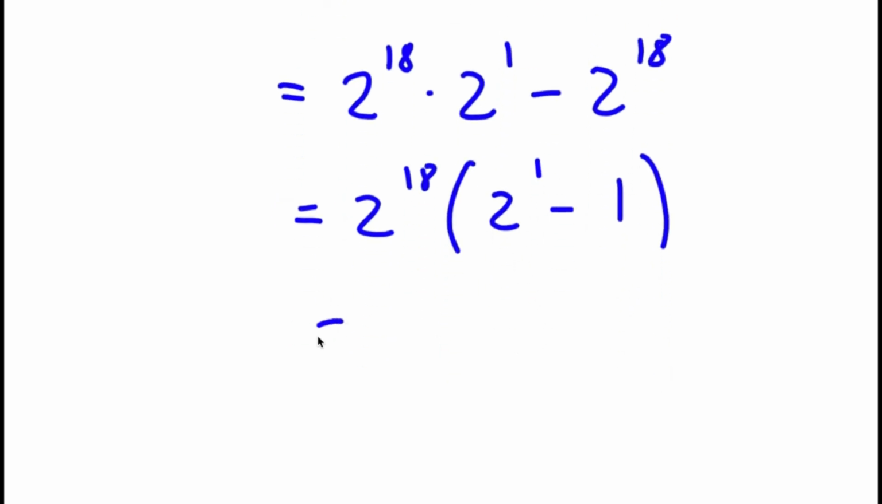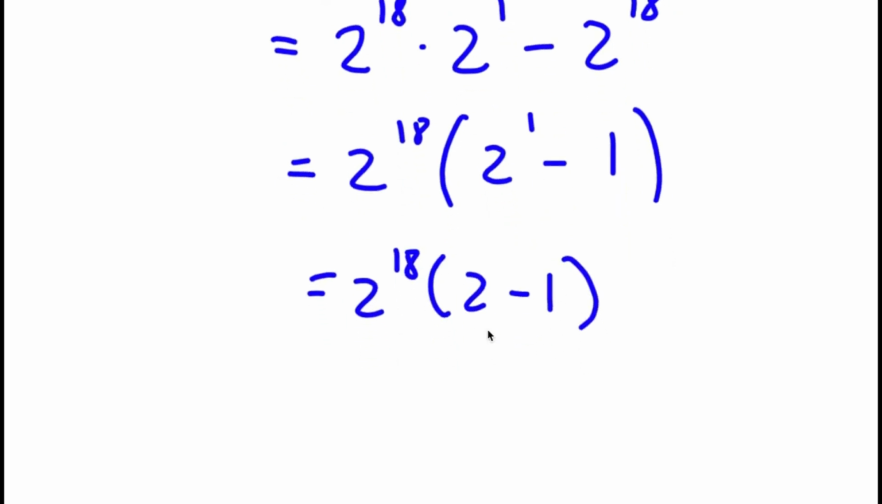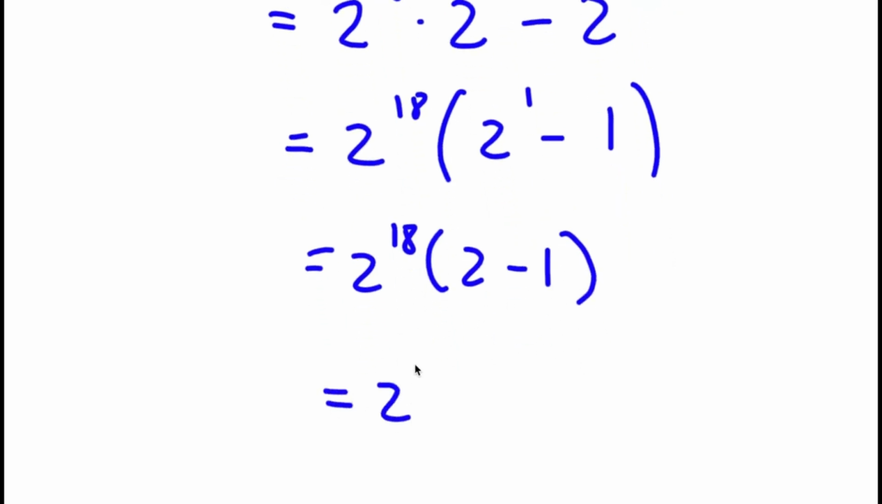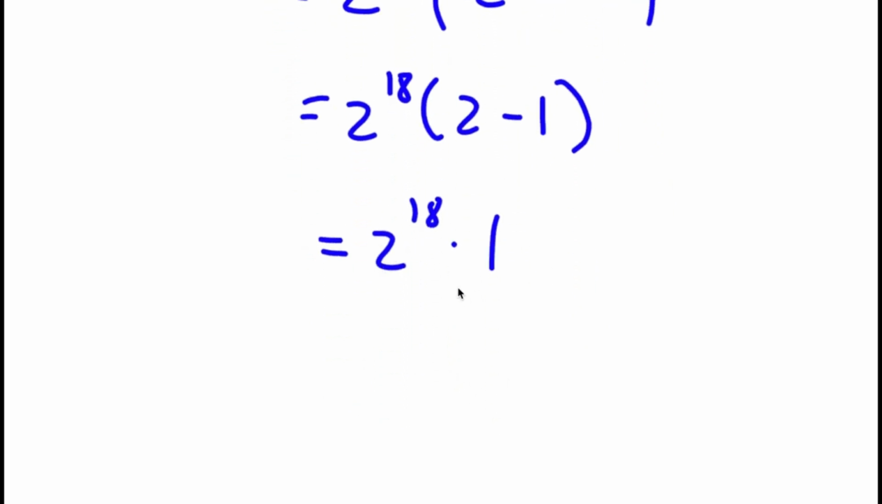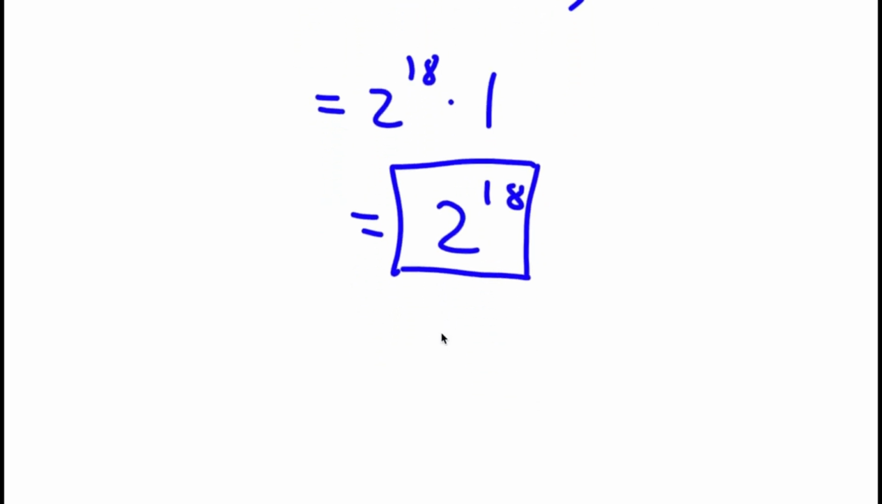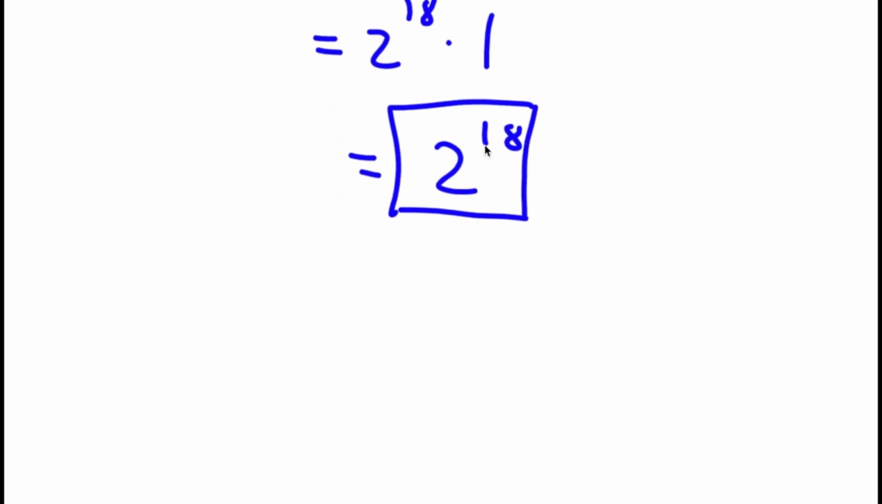Now 2 to the power of 1 is simply equal to 2. So I have 2 to the power of 18 times 2 minus 1. And 2 minus 1 is equal to 1. So now I have 2 to the power of 18 times 1. Now 2 to the power of 18 times 1 is simply just 2 to the power of 18. So I'm simply left with 2 to the power of 18. Now, although this is a solution, I'm actually going to find a way to simplify this.